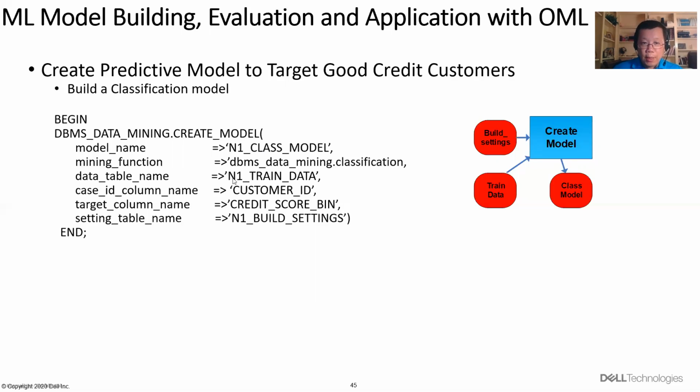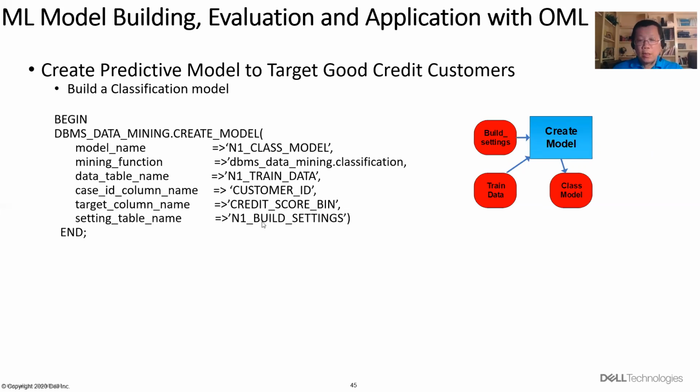And then this is the training data, and this is customer ID. You always need one column that uniquely identifies each case. In this case, the unique case is customer ID. Then, what's my target? The target is the credit score. Then this is where all the machine learning algorithm settings are put.